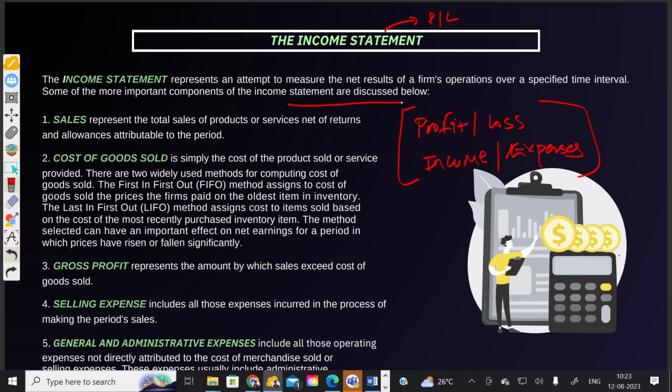There are two widely used methods for computing cost of goods sold. The first-in, first-out method assigns to cost of goods sold the prices that the firm paid for the oldest items in the inventory. And the last-in, first-out method assigns cost to items sold based on the cost of the most recently purchased inventory items. The method selected can have an important effect on net earnings for a period in which prices have risen or fallen significantly.